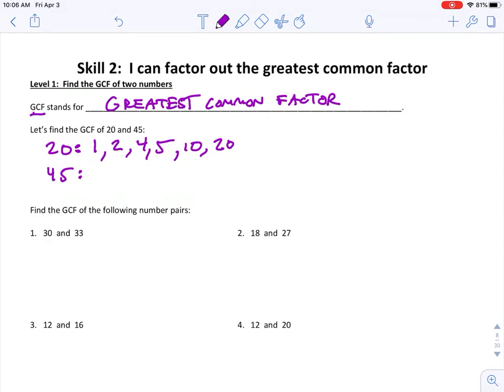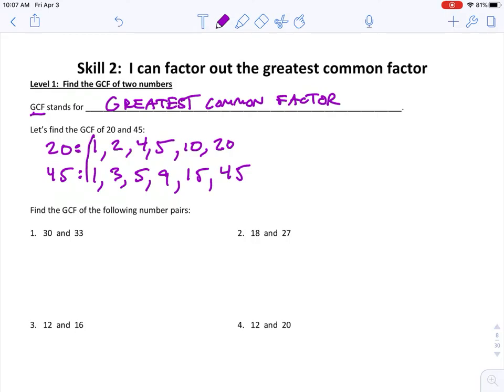But with 45, you can kind of do the same thing. So we know 1 times 45 is equal to 45. 2 does not go into 45. 3 does, because 3 times 15 is 45. 4 doesn't. 5 does. We know 5 times 9 is 45. And then 6 doesn't work, 7 doesn't work, and 8 doesn't work. So these are all the factors.